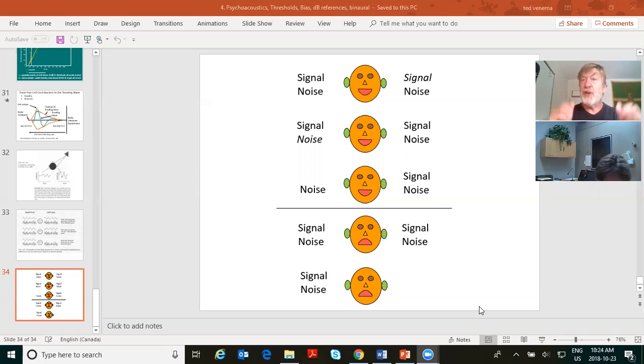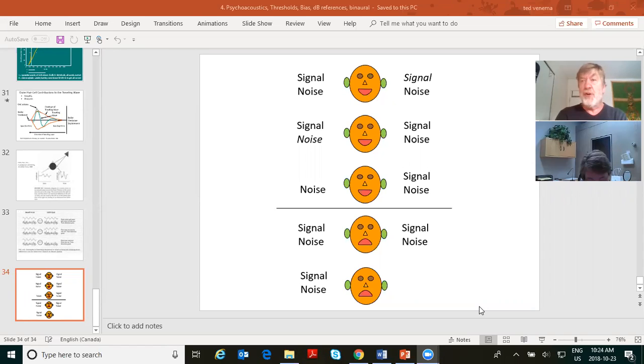Either the signal is going to be different to the ears or the background noise is going to be different to the ears. And as long as there's something different in either the signal or the noise, you've got a benefit given to you by means of the cocktail effect. You will hear better in noise.